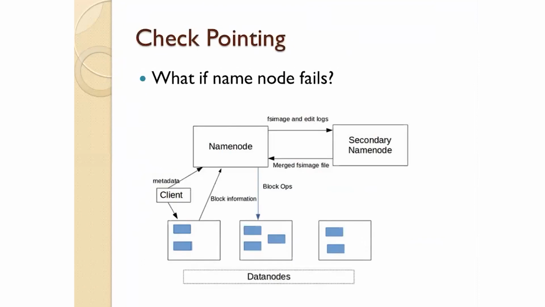So you might have a doubt: if a data node fails, then the name node will recover it. But what if the name node itself fails? How is this handled in Hadoop? So this name node will send the fs image.